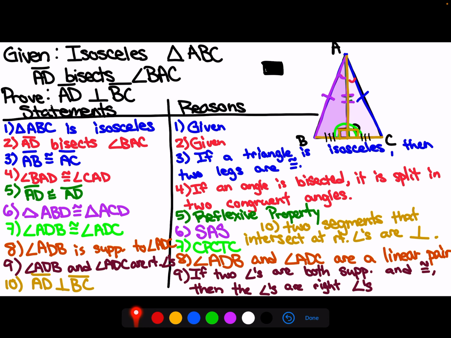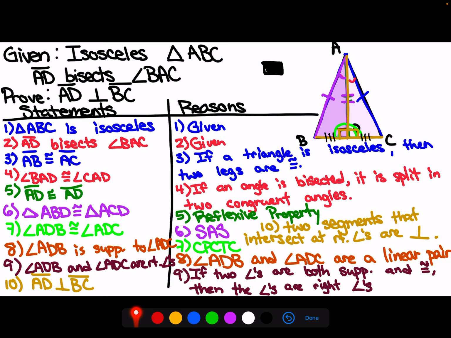Now, this is only true for isosceles triangles when the segment is going from the vertex angle to the base. It wouldn't necessarily work if it was going from a base angle to one of the legs, unless it was an equilateral triangle. So just keep that in mind. You may be asked some always, sometimes, never questions on that down the road. It's important to know that in an isosceles triangle, if your segment's going from the vertex to the base, it will not only be a median, it can also be an altitude, and it can also be a perpendicular bisector. So just keep that in mind.